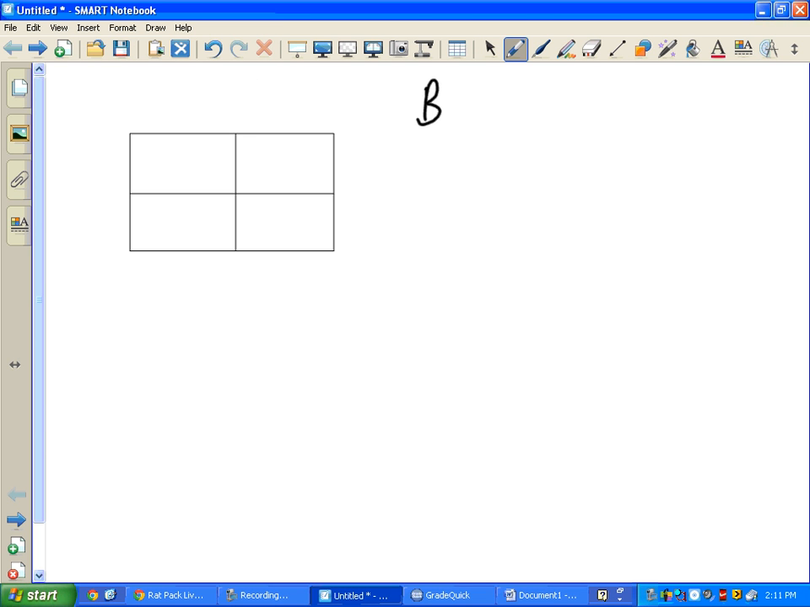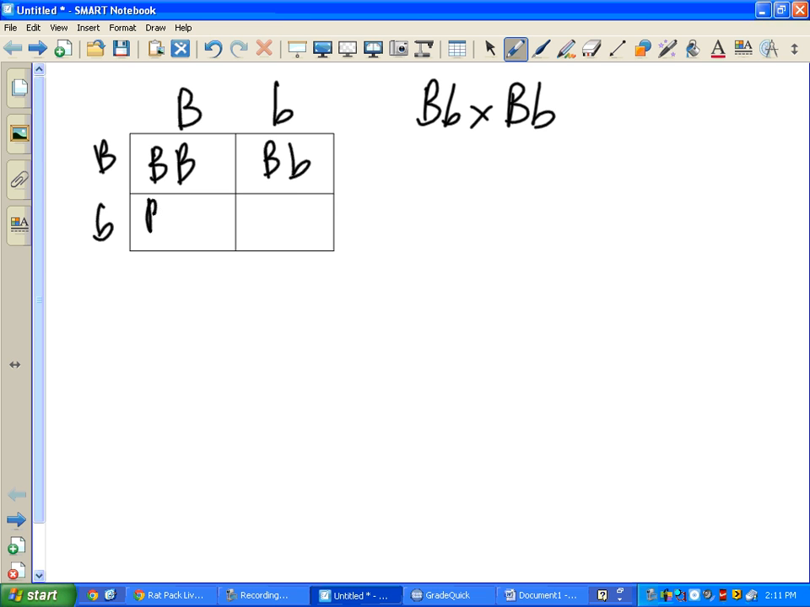So we've got two heterozygous parents, big B, little b, and big B, little b. So we want to segregate and independently assort, and they all go in their own little box. Okay, so we end up with a Punnett square that looks something like this.